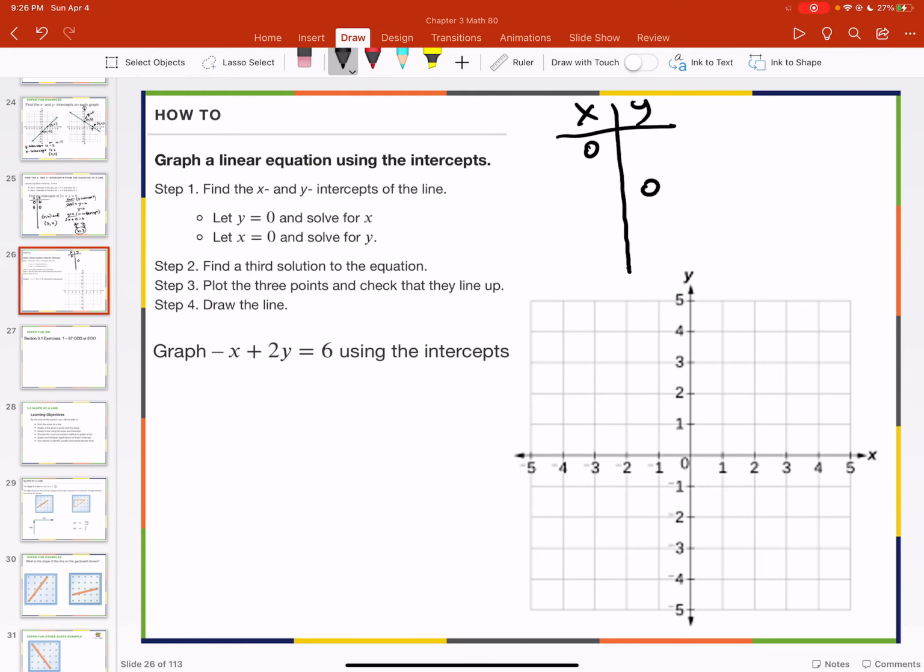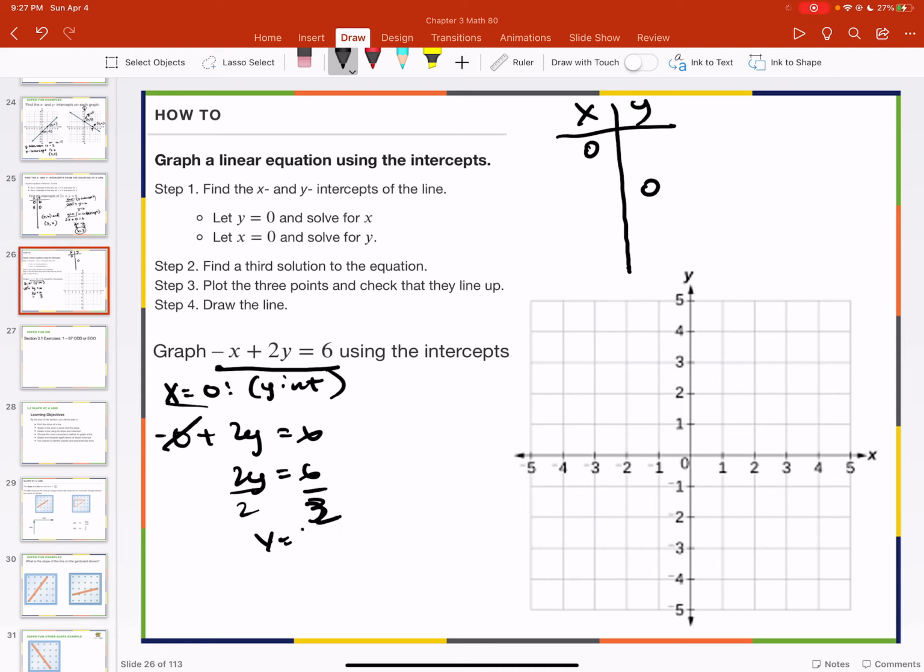Anyway, here we have negative x plus 2y is equal to 6. Let's let x equal 0 to find the y-intercept. So we have negative 0 plus 2y is equal to 6. This is going to be 0. 2y equals 6, y is equal to 3. So then boom, right here.